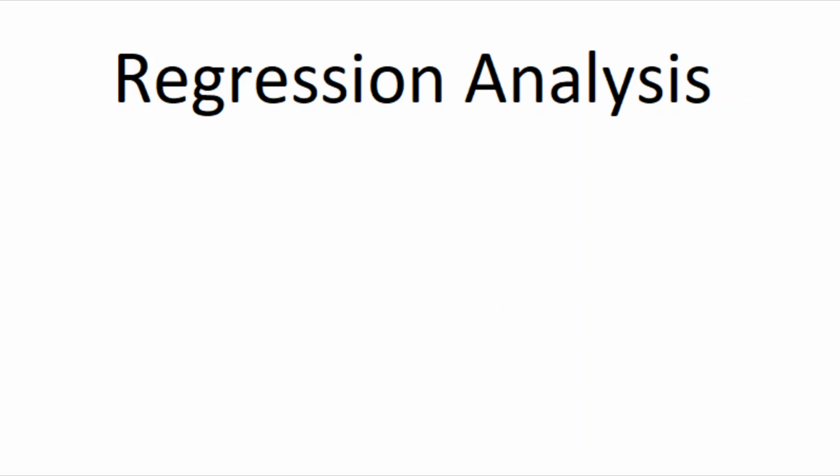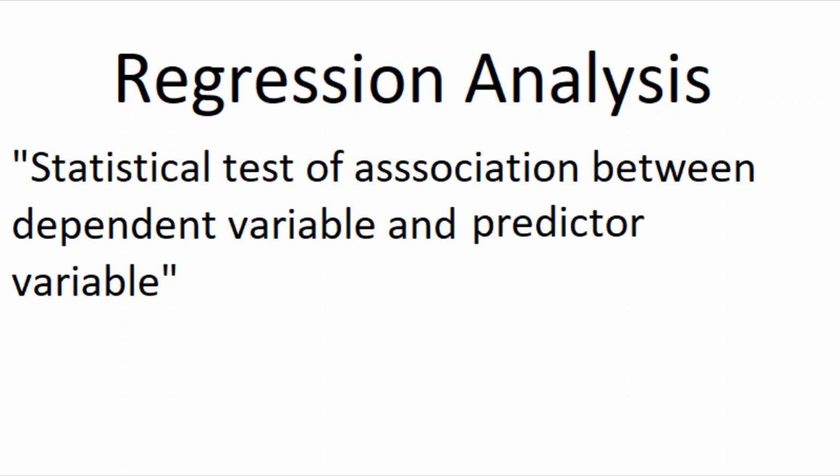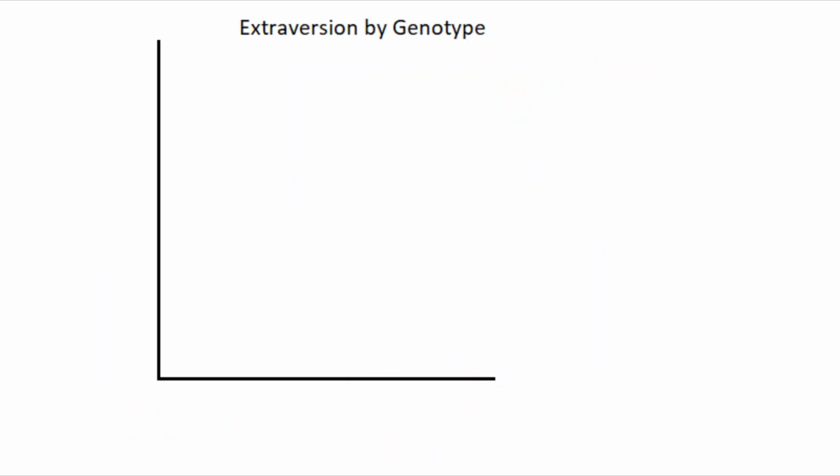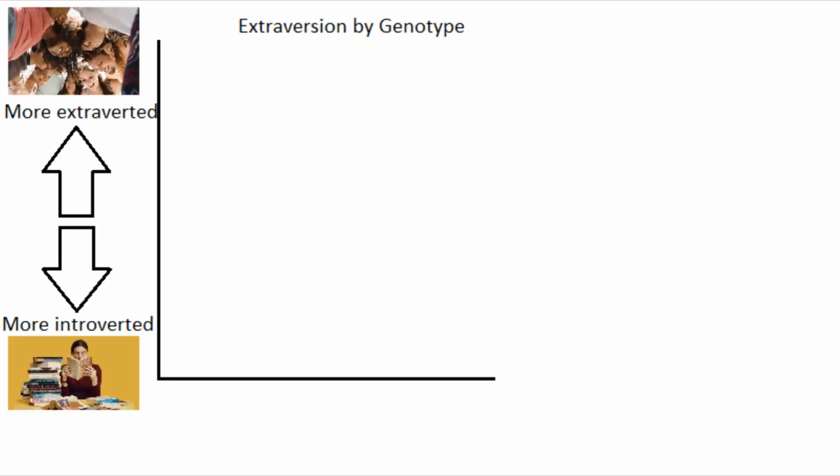Genome-wide association studies most often use a type of statistical test called regression analysis. Regression analysis is used to estimate the relationship between a dependent variable and a predictor variable. In this case, these are the trait and a genetic variant respectively. For example, if we wanted to find if a genetic variant is associated with a continuous trait, like scores on a measure of extraversion, we could graph the extraversion scores of the participants along the y-axis and the genotype of the participants along the x-axis.